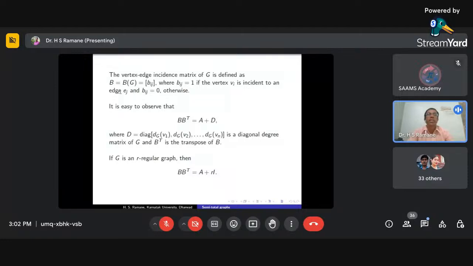Another matrix is the incidence matrix, denoted by B, indexed by the vertex set and the edge set. The ij-th entry of B is 1 if the vertex Vi is incident to the edge Ej, otherwise 0. One can observe that B times B transpose is always A plus D, where A is the adjacency matrix and D is a diagonal matrix whose diagonal entries are the degrees of the vertices. If the graph is regular, then B B transpose is A plus rI, because the diagonal matrix D will be r times the identity matrix. These results we are going to use for the further results.